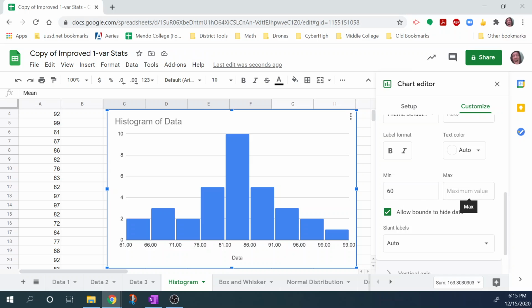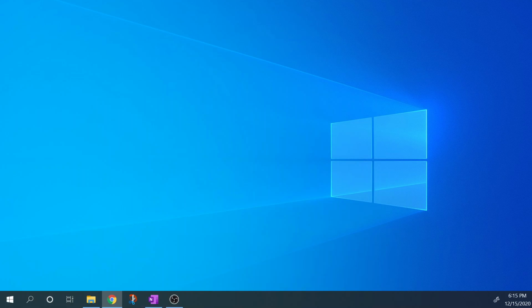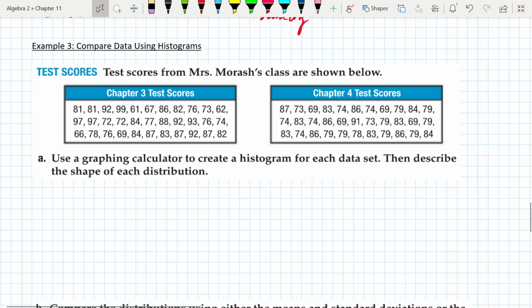Maximum value. How about 100? That didn't really change anything about the graph. All right, so that experiment died. So I'm going to sketch this out onto my paper. Let's see what that looks like when I sketch it out.